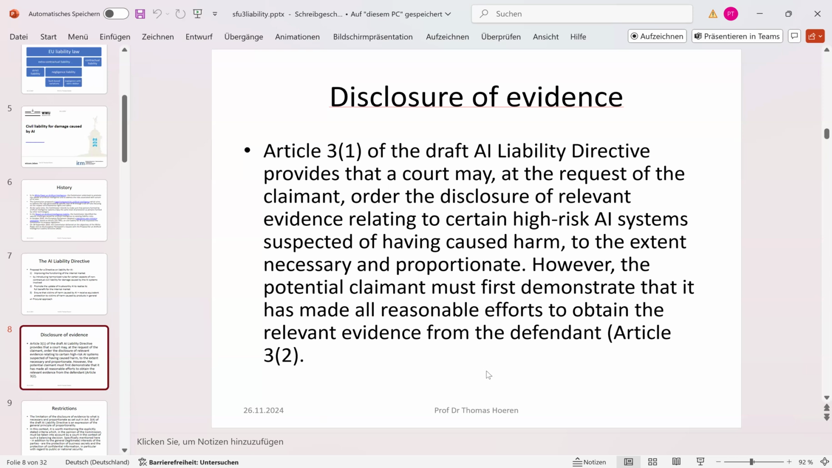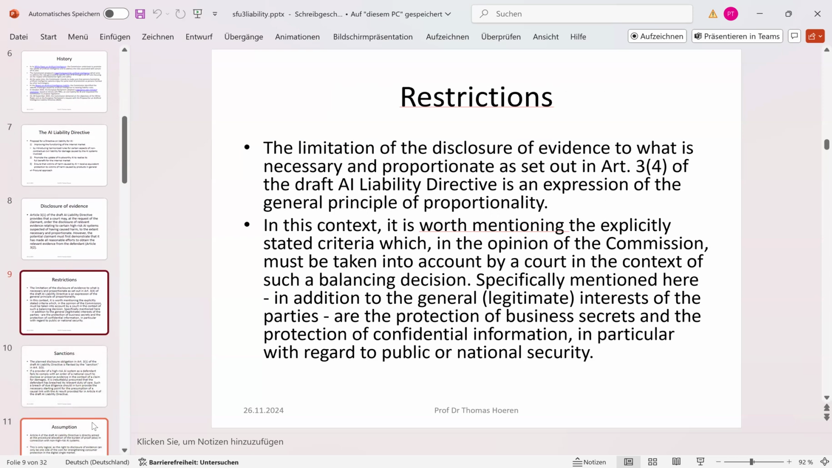So first, the potential claimant must demonstrate that he has done everything to obtain the evidence from the defendant. Then the court needs to be very aware not to open too much of the files. So the limitation is the disclosure is necessary and proportionate.